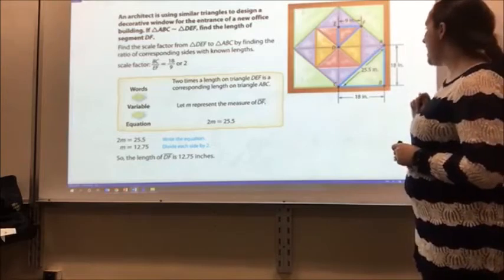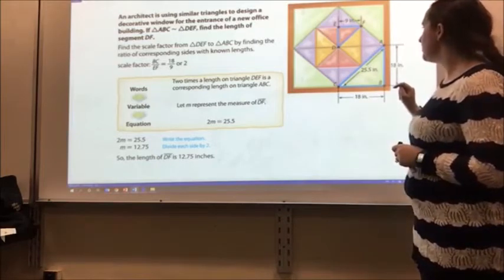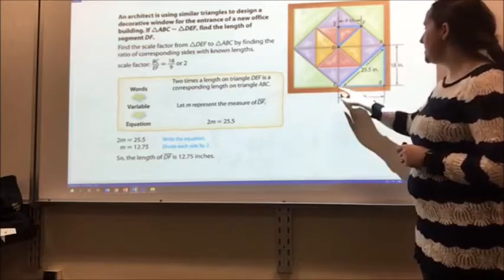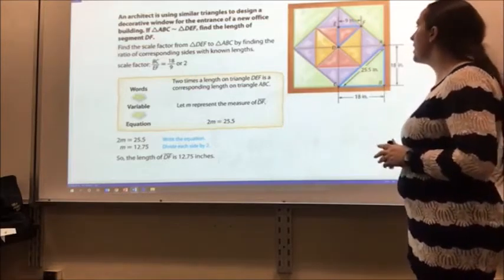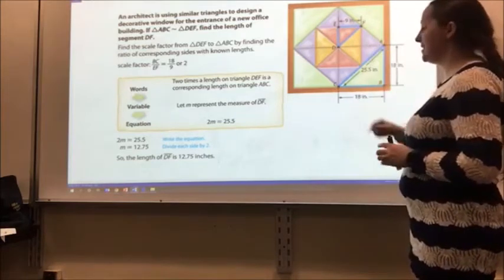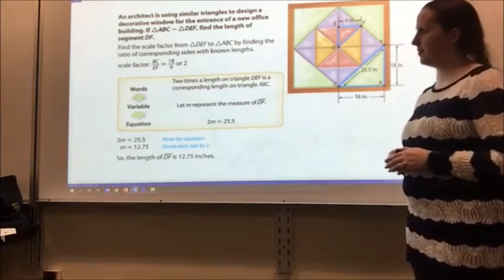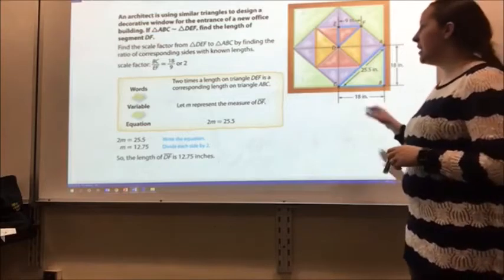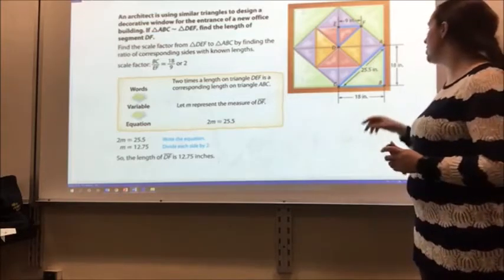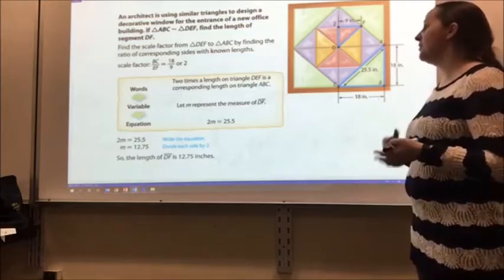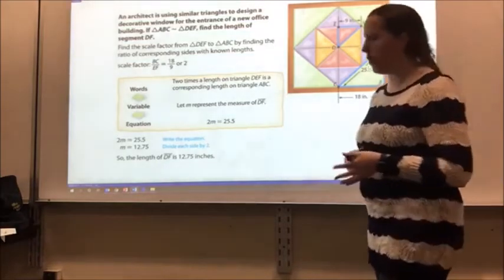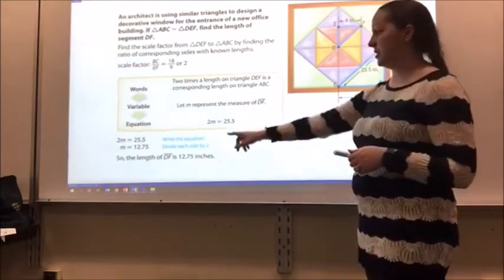EF is what I had, which means BC was what corresponded to EF. Okay? And then DF corresponds to AC. You can still set up a proportion. If you did, you would do 18 over 9 equals 25.5 over x, or whatever your variable was, and multiply, you'll still get 12.75.